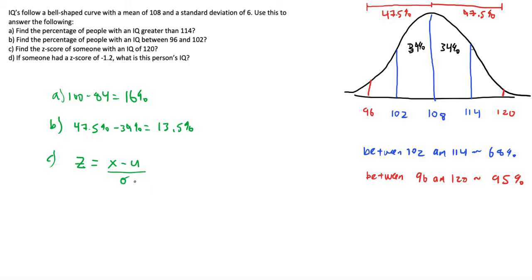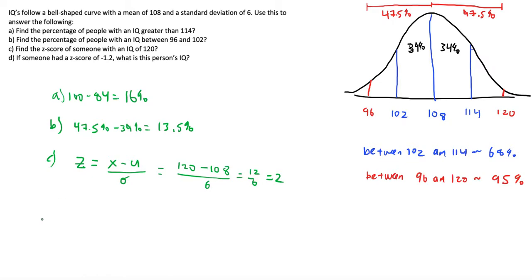Definitely you want to memorize this one. So the z-score is the data value in question minus the mean, divided by the standard deviation. Let's check it out. We have someone with an IQ of 120, so x is 120. We take 120 minus 108, divide that by 6. So we get 12 over 6, which is exactly 2, which makes sense. So a person with an IQ of 120 has a z-score of 2. This person is 2 standard deviations above the mean.